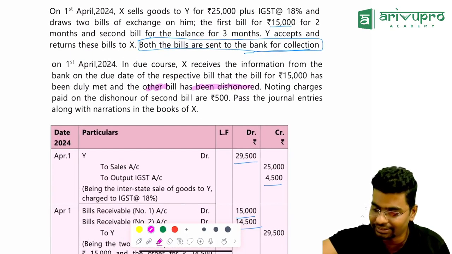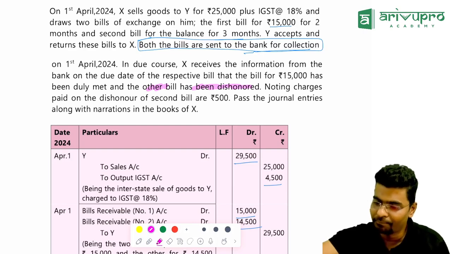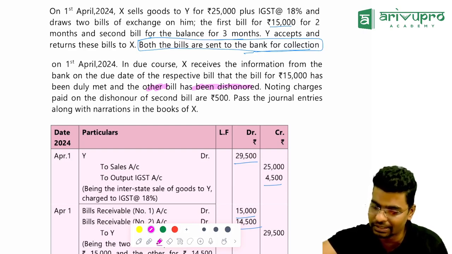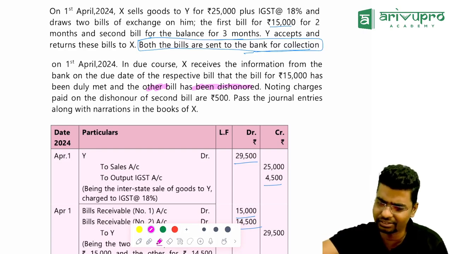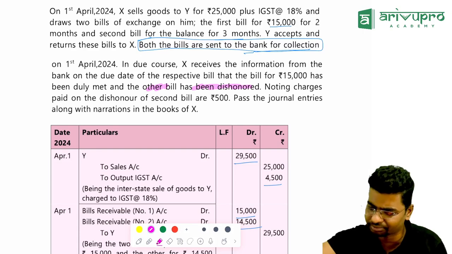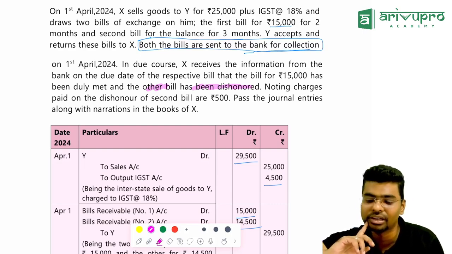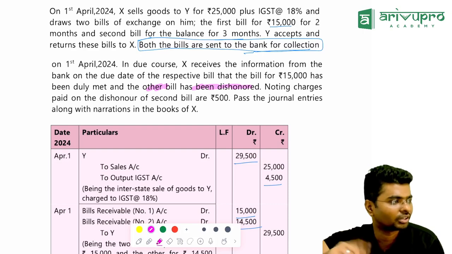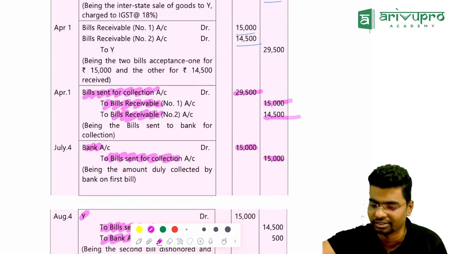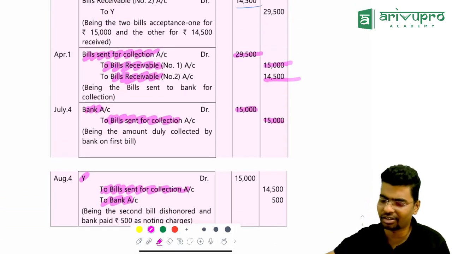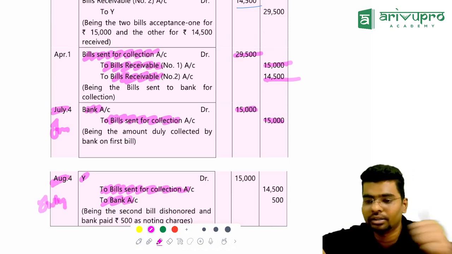Okay, first April, balance was 3 months, that should have been what? May, June, July, that has to be July only. Second one is 3 months, no? First one is 2 months. So first month should be June, second month should be July. I think the dates are given wrong here. This has to be June and this is July. Clear?